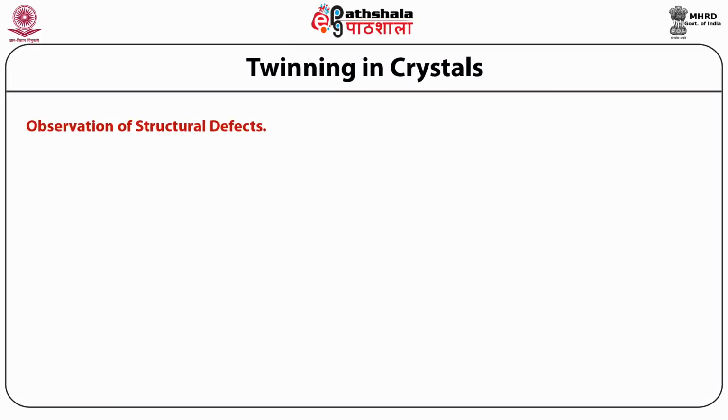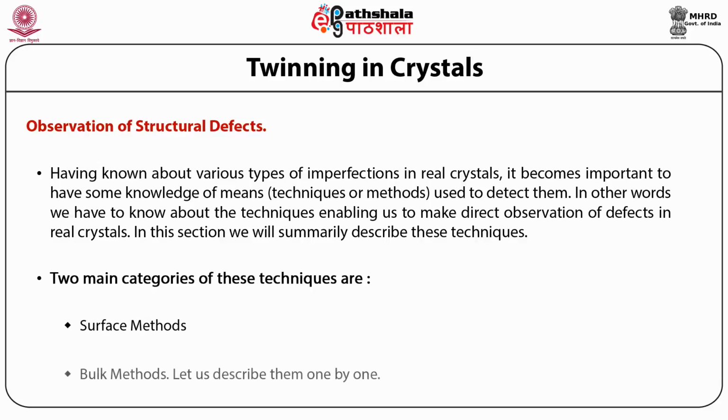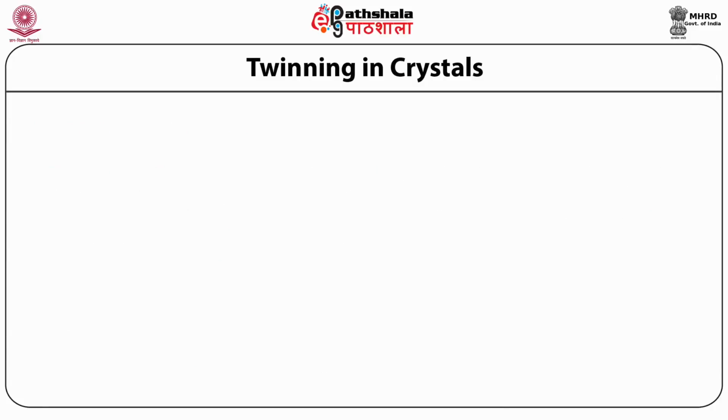Observation of structural defects. Having known about various types of imperfections in real crystals, it becomes important to have some knowledge of the means, that is, techniques or methods, used to detect them. In other words, we have to know about the techniques enabling us to make direct observation of defects in real crystals. In this section, we will summarily describe these techniques. Two main categories of these techniques are A. Surface methods and B. Bulk methods. Let us describe them one by one.